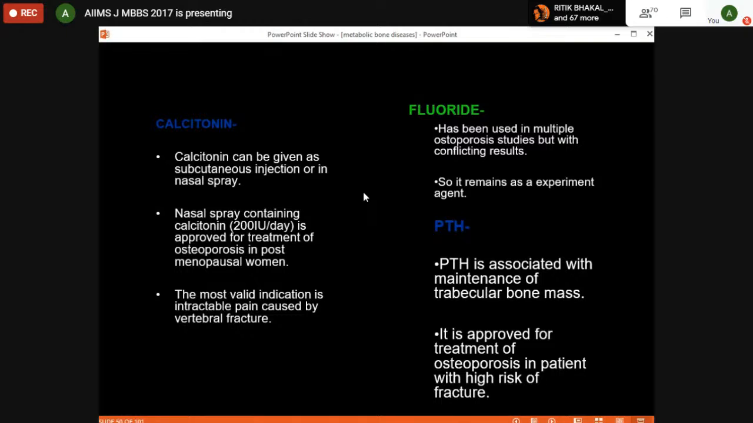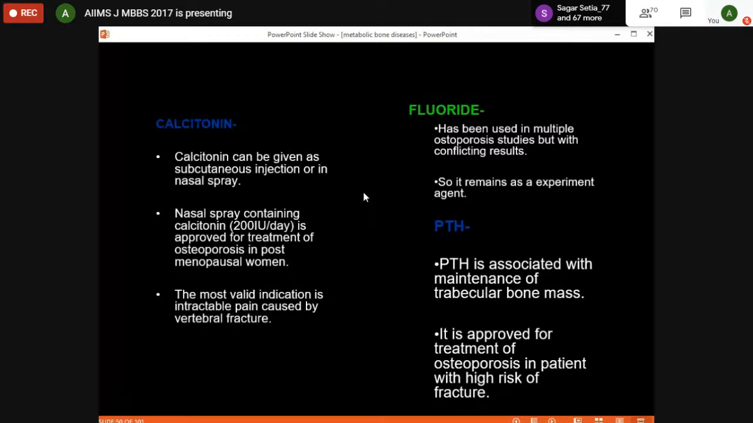Other things which are used, like calcitonin, can also be given. This is a subcutaneous injection or a nasal spray. Each nasal spray contains calcitonin 200 international units per day, and it is approved for treatment of osteoporosis in postmenopausal women, and the most valid indication is intractable pain caused by vertebral fracture. So if someone comes to you with a vertebral fracture with intractable pain, you should start her on calcitonin nasal spray, or you can start her on a subcutaneous injection as well.